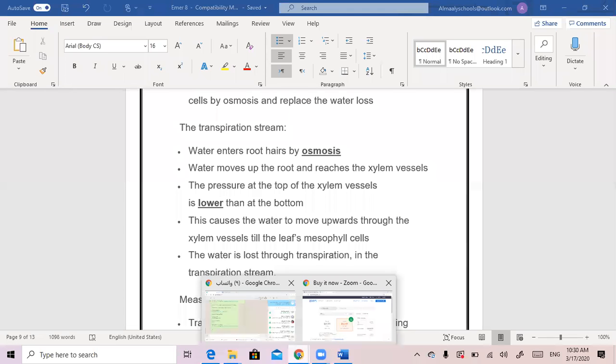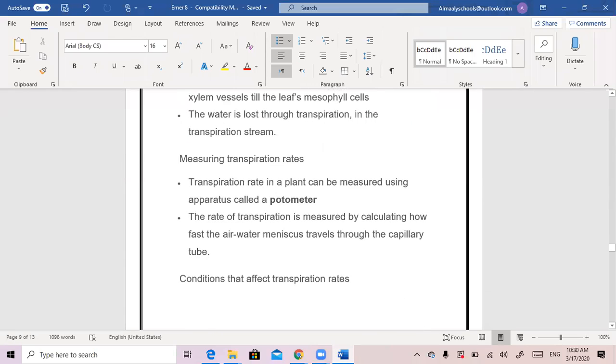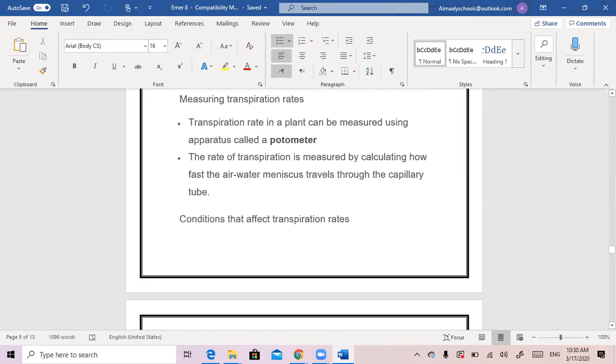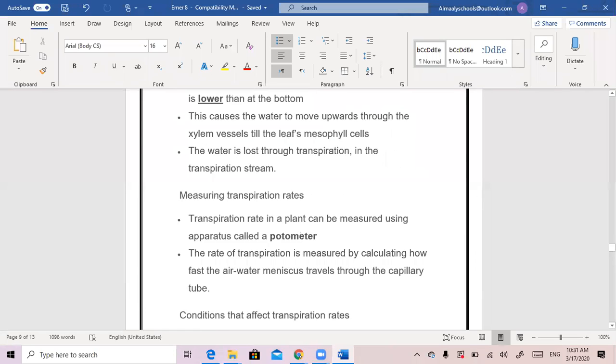Okay, thanks. Now, my students, we go to another thing here. We go to measuring transpiration rates. We said transpiration rate in a plant can be measured. We answer the questions after that to understand. The transpiration rate in a plant can be measured using what's called a potometer, as we said about transpiration.